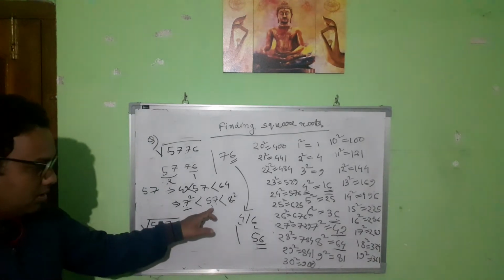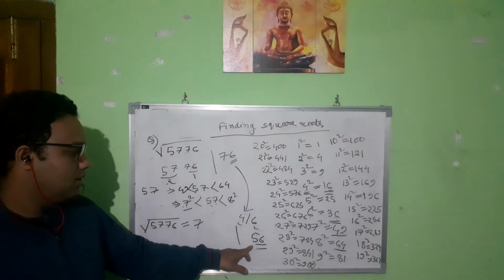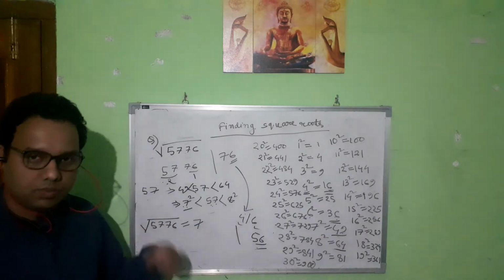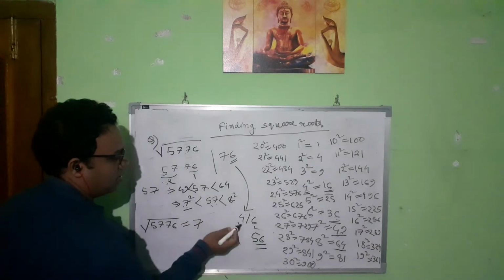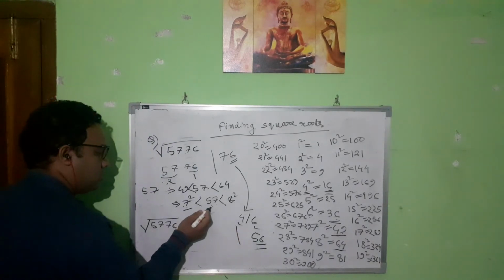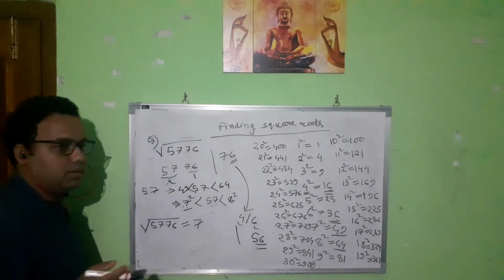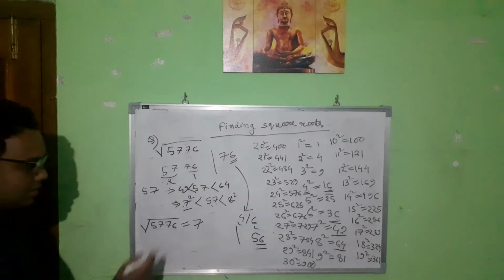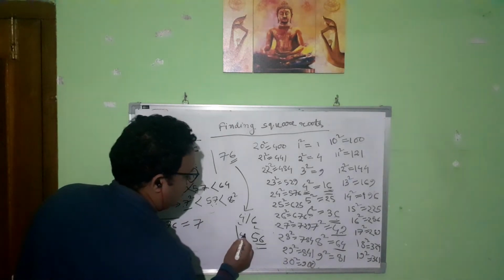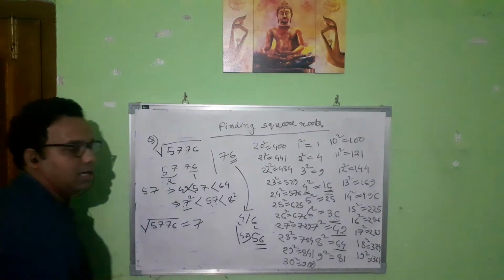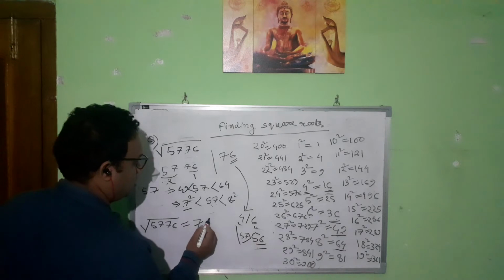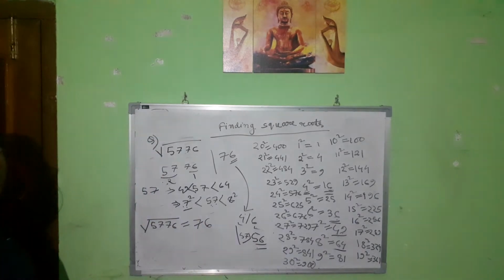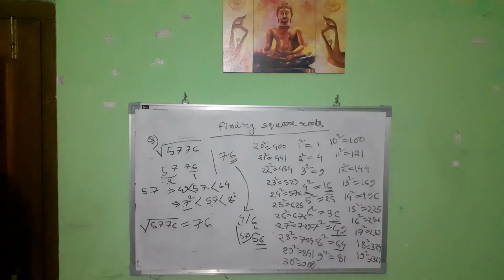If 57 is smaller than 56, then I will take the smaller number. If this number is smaller than this number, then I will take the smaller number. And if this number is greater than this number, then I will take the greater number. As you can see, 57 is greater than 56. So I will take the greater number, which is 6. So 6 will come to the answer. So this is the answer. This is the square root of 5776.